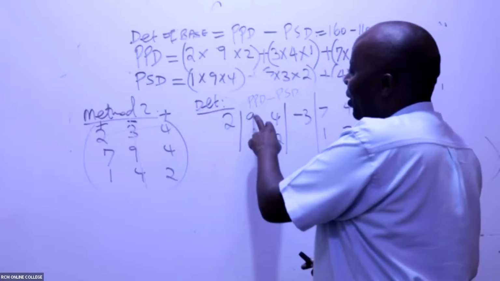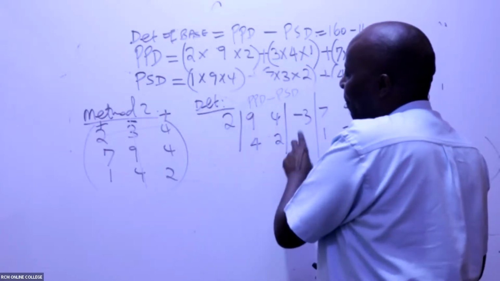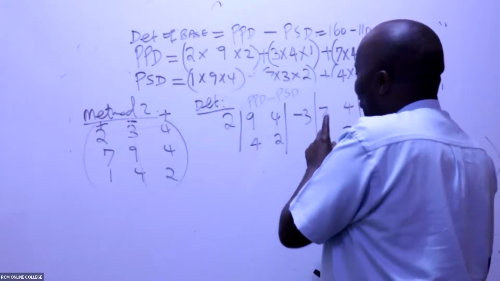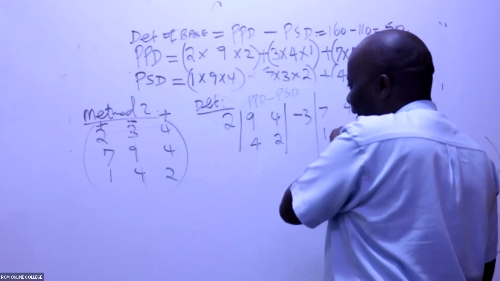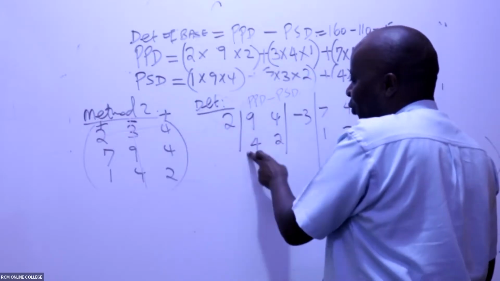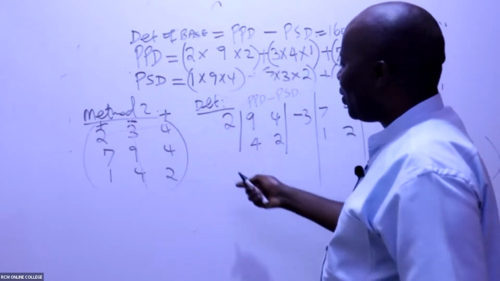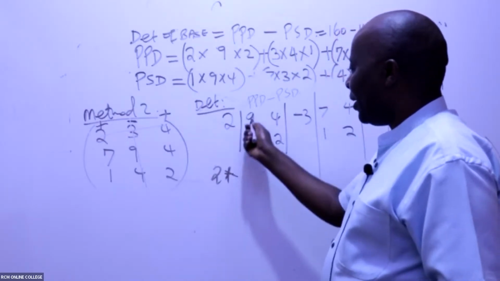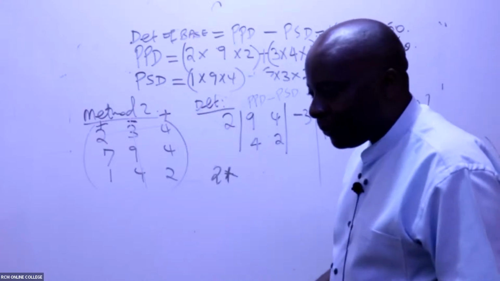So you say your product, 9 times 2, minus, always remember to put the secondary in brackets, so you don't get confused, especially whenever we have signs. So you say 9 times 2, minus, into bracket 4 times 4. So what are we getting, ladies and gentlemen? Here, it will be 2 times, please give me this answer.